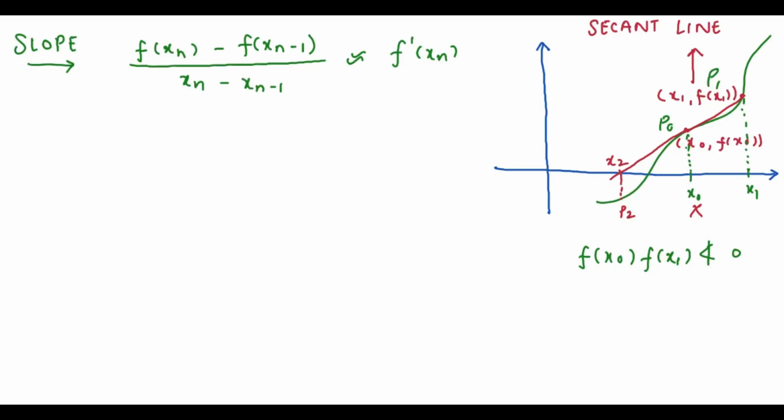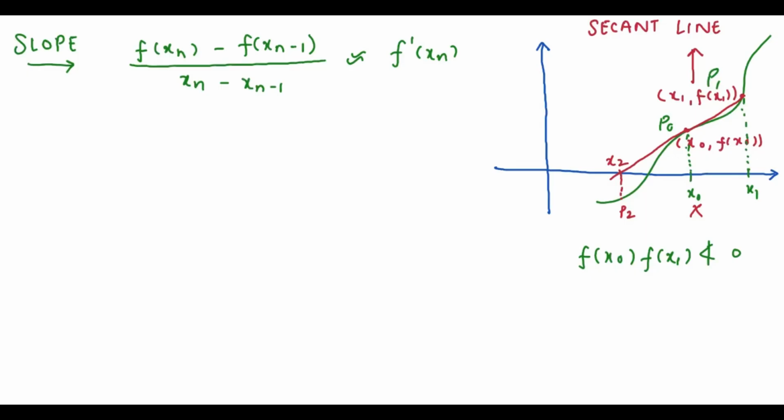Now, are these two points chosen randomly? The answer is clearly no. Only the first two approximations are selected by us, and these are called initial guesses. After that, every new approximation is generated automatically by the iteration formula. So only x0 and x1 are user defined, and all the remaining values are computed by the algorithm itself.